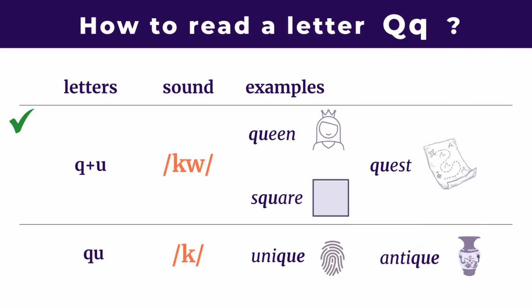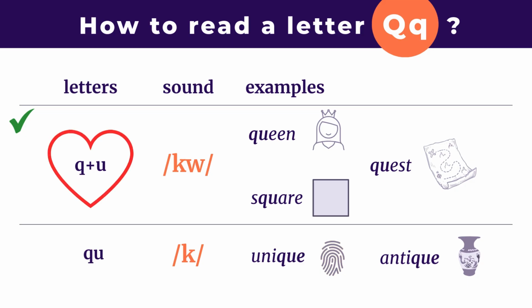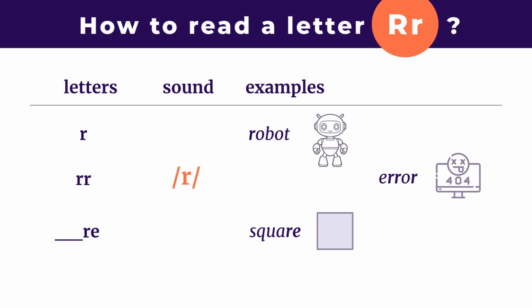The letter Q is an interesting letter. It loves the letter U. Read QU as qua. Listen to the examples. Queen, quest, square. But in some words from France, QU is k. Unique, antique. R, double R, and final R and E are all R. Listen. Robot, error, square.